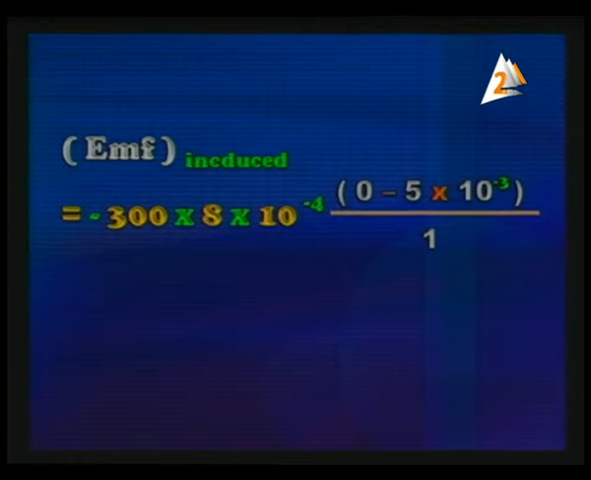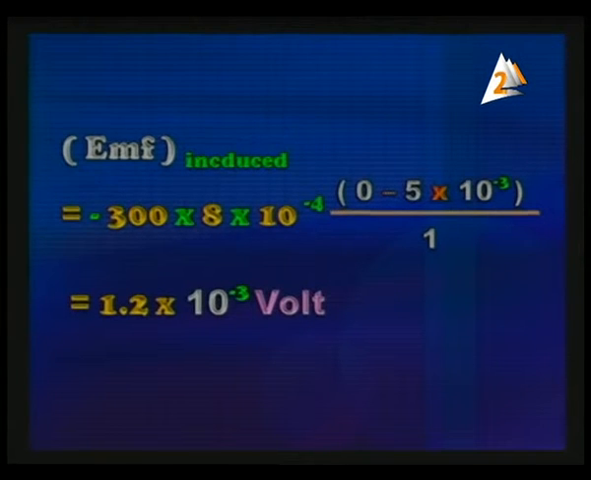Area of the coil is 8 centimeters squared. To convert from centimeters squared into meters squared, it is multiplied by 10 power negative 4. A change in flux density is from 5 times 10 to the power of negative 3 to 0. So 0 minus 5 times 10 to the power of negative 3 over 1. This happened in a time of 1 second. So EMF is equal to 1.2 times 10 power negative 3 volt.